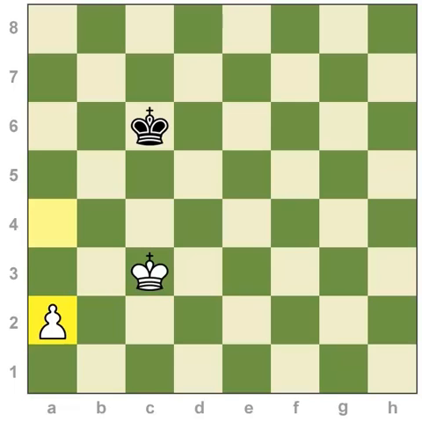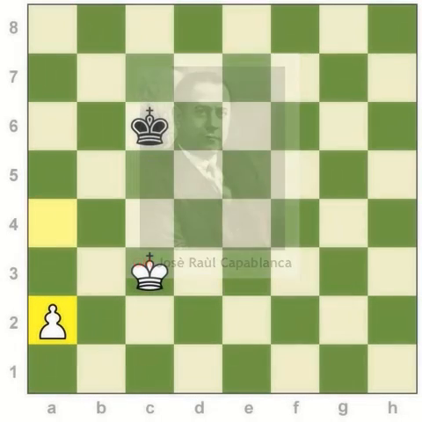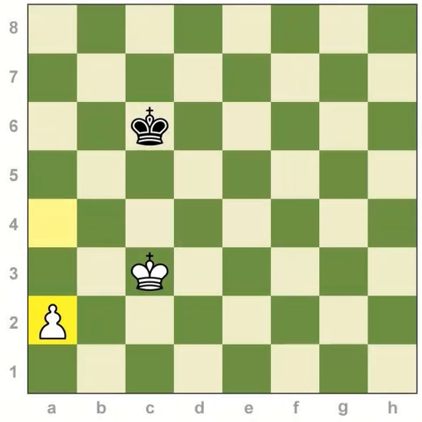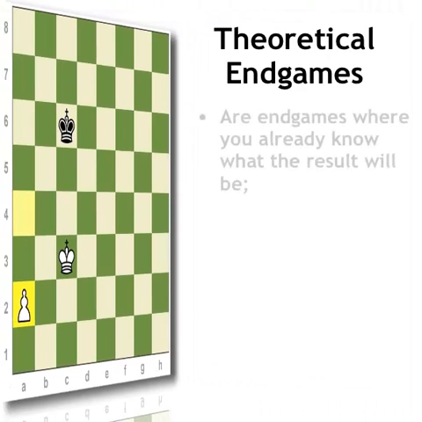So, before I begin showing you some great examples by world famous endgame players such as Capablanca, I want to really make a point to distinguish the two types of endgames, from theoretical endgames to practical endgames. So what does that mean? Well, theoretical endgames means that this endgame, you already know the result.